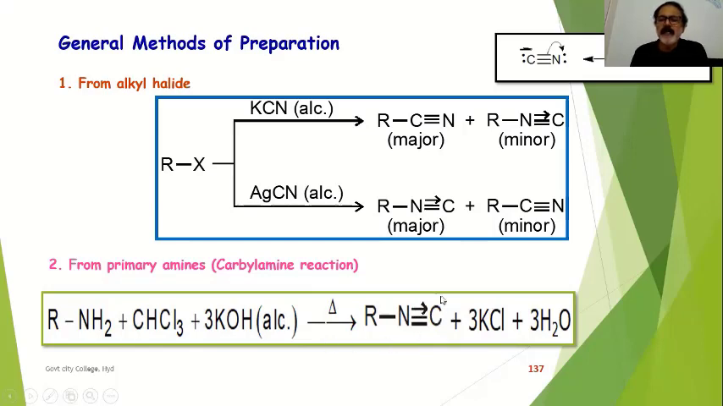And try to remember: primary amines on addition of chloroform and alcoholic potassium hydroxide, and generally when you heat it, you will get a bad odor compound which is called isocyanide, and these isocyanides are also called carbylamine. So this reaction is called the carbylamine reaction. Isocyanides are carbylamines.